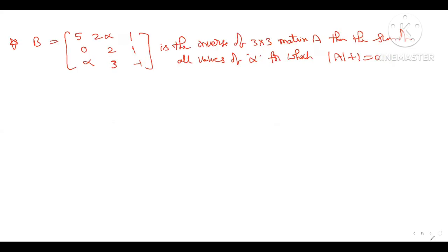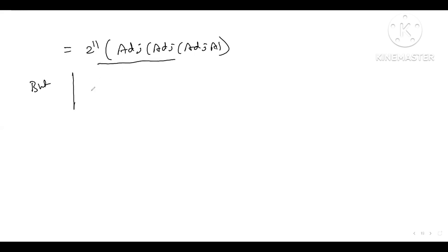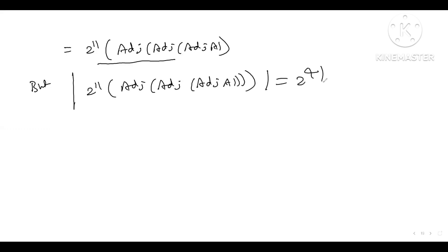Okay, now this continuation is 2 to the power 11 into how many adjoints are there? Adjoint of adjoint of adjoint of A. But in the statement, what is given? Det of this total value, 2 to the power 11 into adjoint of adjoint of adjoint of A, is equal to how much value? 2 to the power 41 given.